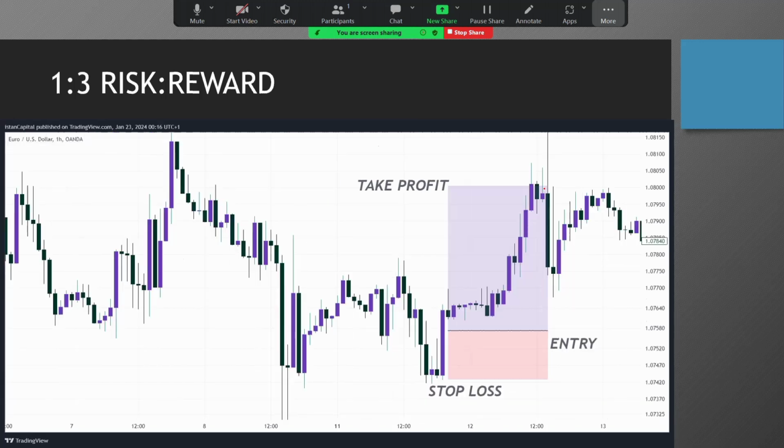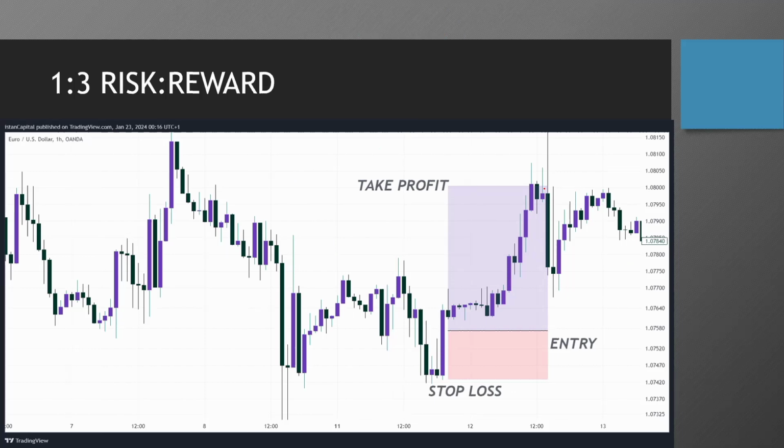Same thing here, 1 to 3 risk reward, it's just ×3. For every dollar I'm risking, I should be expecting $3. So if I'm risking $10, I should be expecting to make what? Profit of what? $30. If I'm risking $20, I should be expecting profit of what? $60. Easy to understand.